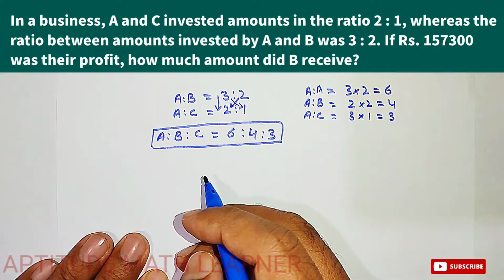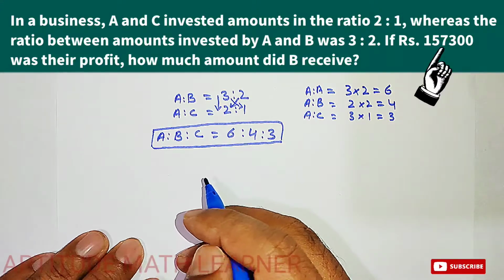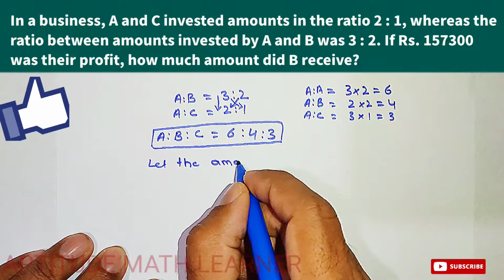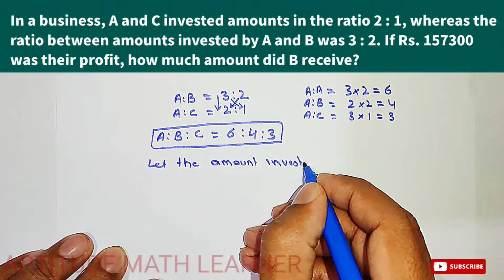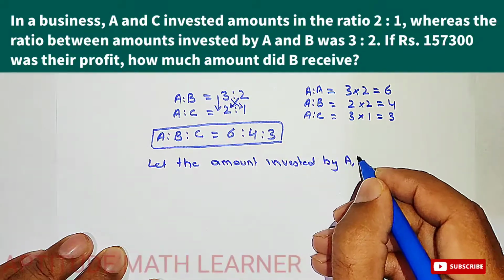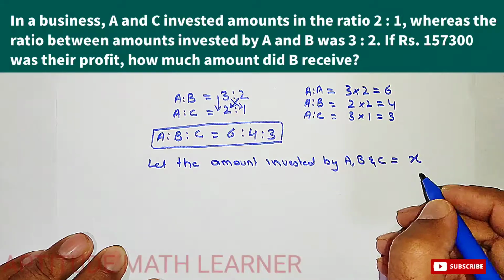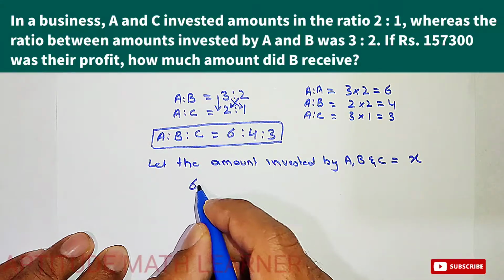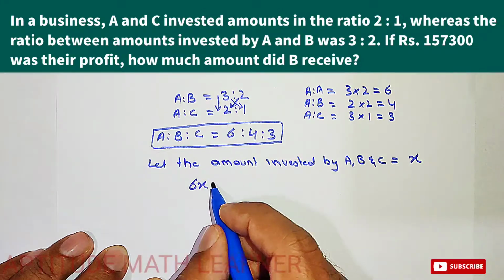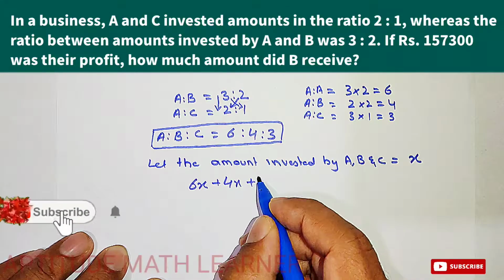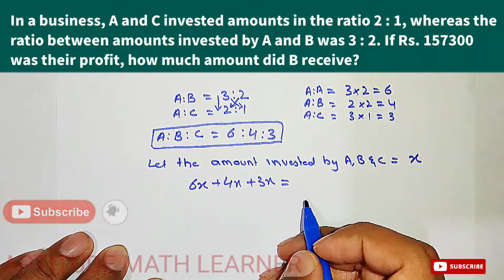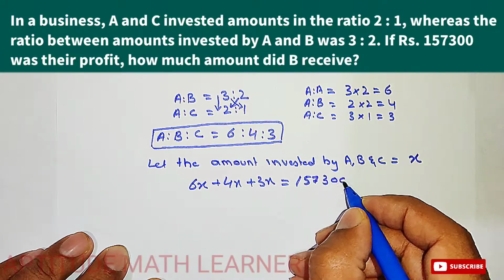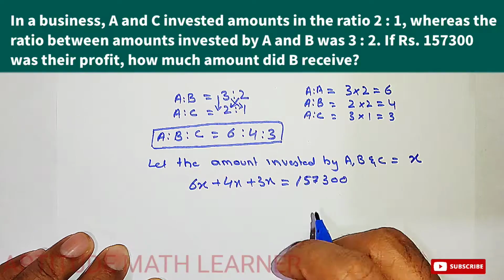The total amount is 1,57,300. So the first thing we do is let the amount invested by A, B and C be in terms of x. So for A it is 6x, plus 4x for B, plus 3x for C, and this becomes the total, which is 1,57,300. I hope till here you have completely understood.